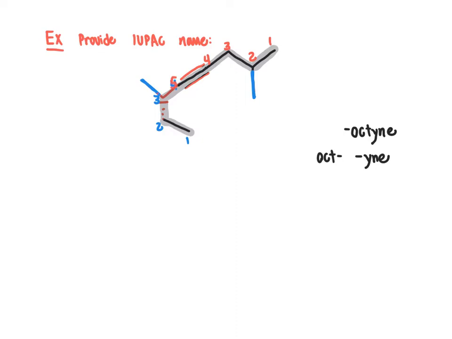So we'll go ahead and fill in our full red numbering system, 1 through 8, matching up with the number of carbons in our parent. And that's going to result in filling this in as 4-octyne or oct-4-yne.